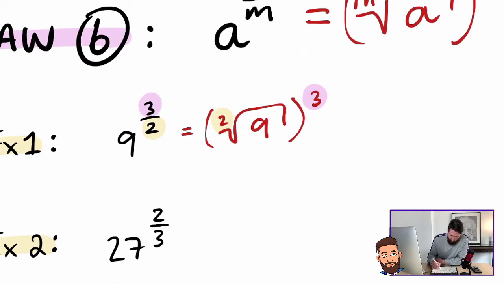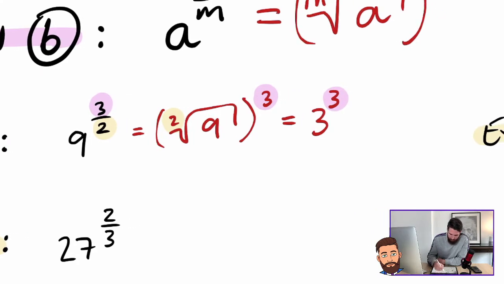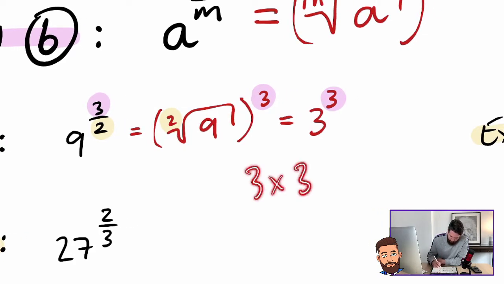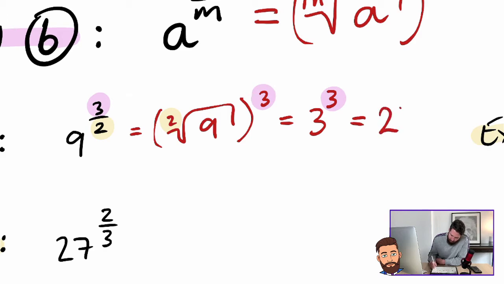What we're going to do is say, right, what is the square root of 9? The square root of 9 is 3. And then we need to raise that to the power 3. So we're going to take the square root of 9, which is 3, and raise it to the power 3. Okay, well, what is 3 cubed? 3 times 3 times 3. 3 times 3 is 9, times 3 again is 27. So the answer to this whole question is simply 27.